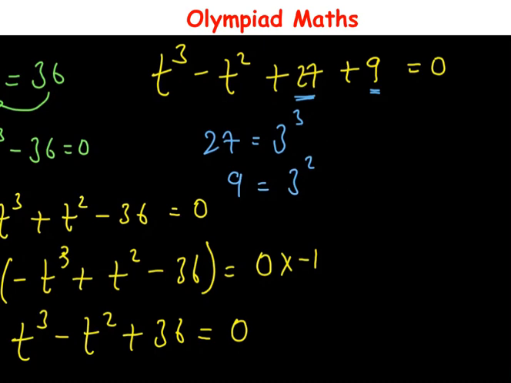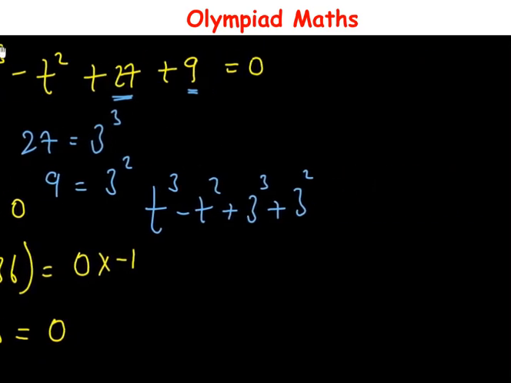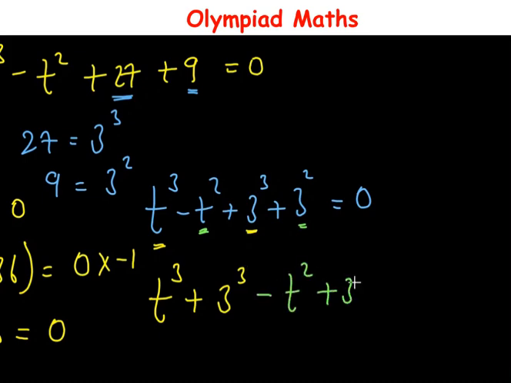Shows that this then becomes t raised to power 3 minus t raised to power 2, then plus 3 raised to power 3, plus 9 becomes 3 raised to power 2. So all of this is then equated to 0. From here, let us bring power 3 to one side. So t raised to power 3 and 3 raised to power 3 on one side. This becomes t raised to power 3 plus 3 raised to power 3. And also bring the one that has power 2, which is this one and this one, to one side. We have minus t raised to power 2 plus 3 raised to power 2. Then all is equal to 0.